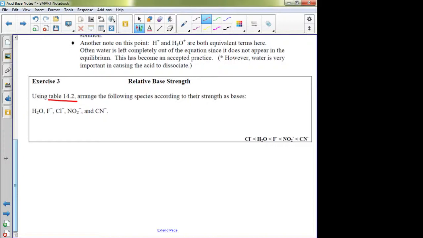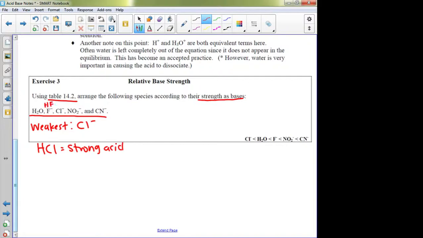Arrange the following species according to their strength as bases. So what I want you to do is I want you to start with the weakest. Okay? So looking at these here, 1, 2, 3, 4, 5 of them, right? Which one of these is going to be the weakest base? Cl negative. How do I know that Cl negative is going to be the weakest base? Excellent. Thank you, Katie. Because HCl is a strong acid.